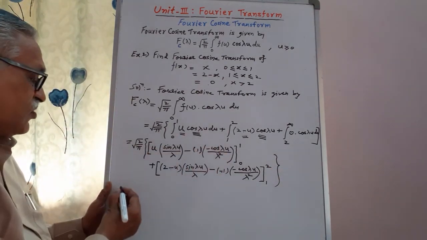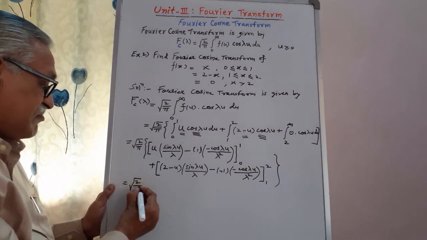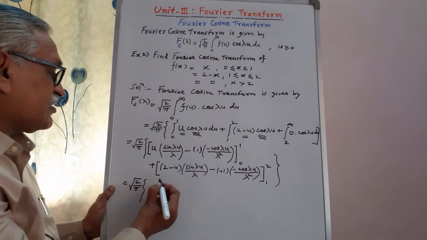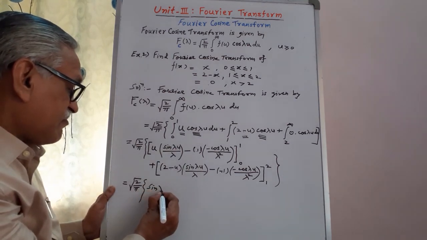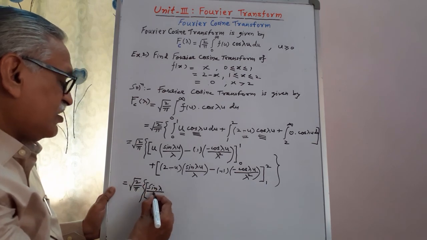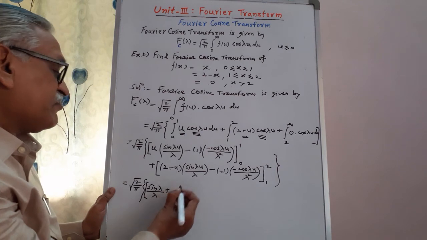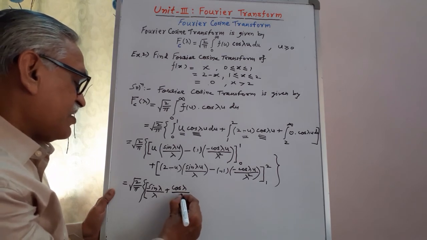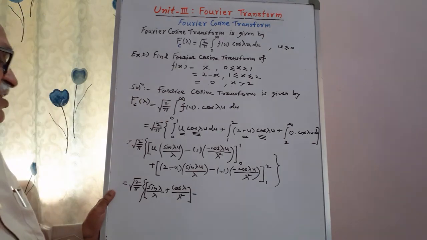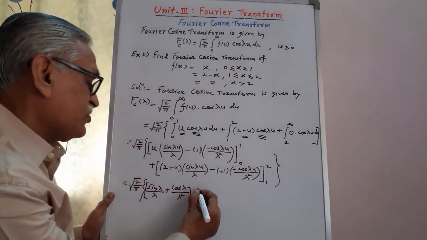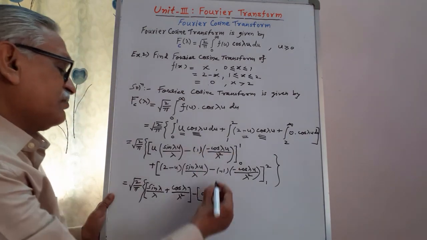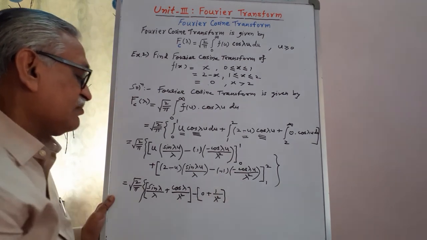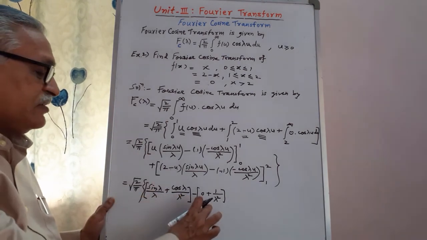And then substituting the upper and lower limits, u as 1, therefore it is 1, sin(lambda) upon lambda minus minus plus cos(lambda) divided by lambda square, minus lower limit u as 0, this becomes 0, minus minus plus cos 0 as 1 by lambda square. Therefore, upper limit minus lower limit.